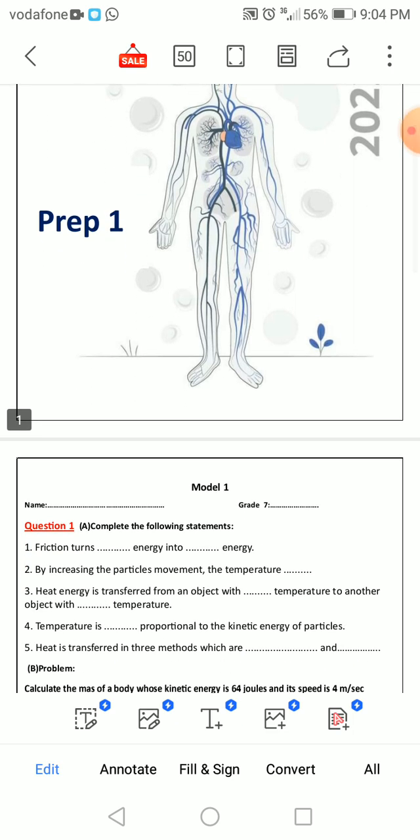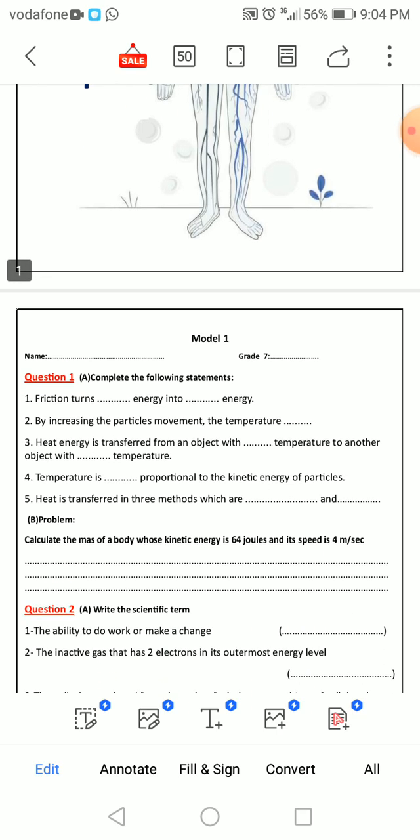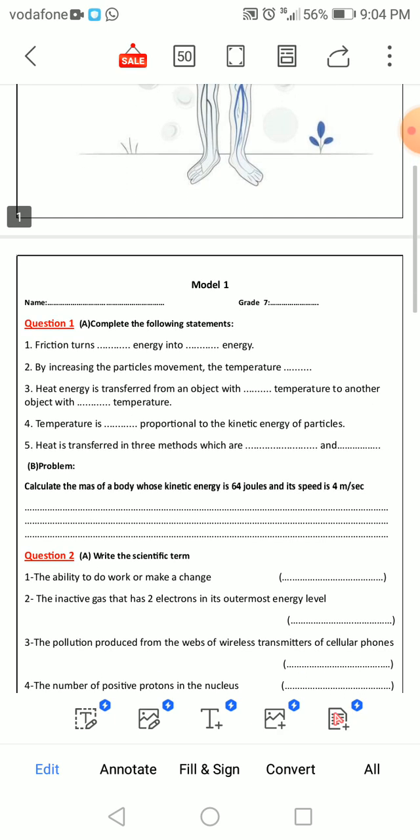So today we'll start to make a revision about lesson 3 on unit 1 and lesson 1 on unit 2. So let's start.